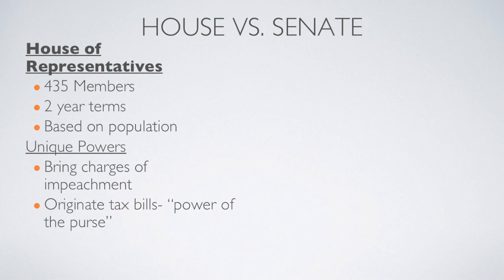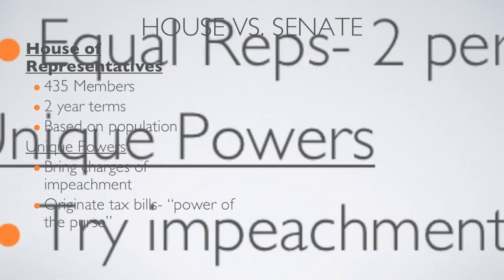They have unique powers: bring charges of impeachment, so they are the only ones that can start the impeachment process. They also originate tax bills, power of the purse. So anything that's a tax bill, they have to start.